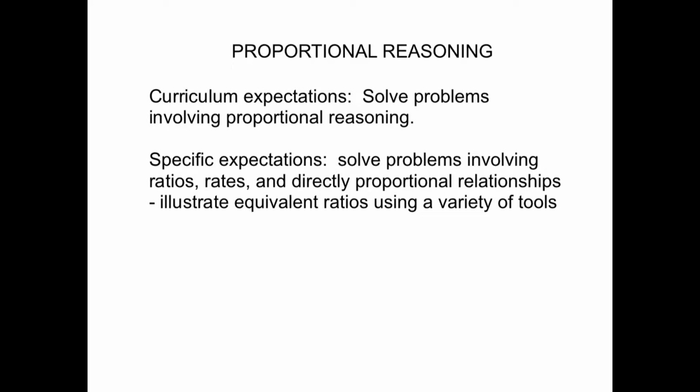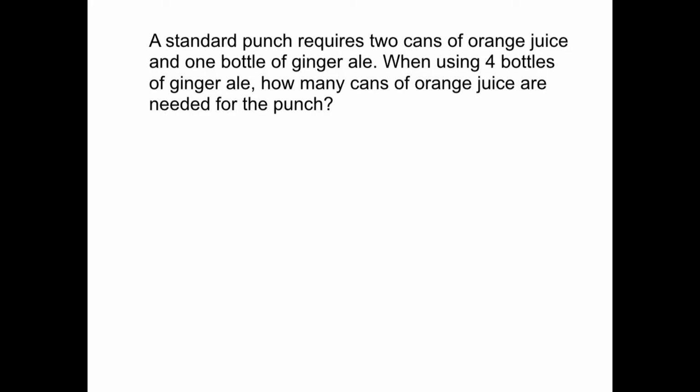We're going to solve a problem involving proportional reasoning. I'm going to show you one strategy of solving this problem. So let's look at the problem. The question says that a standard punch requires 2 cans of orange juice and 1 bottle of ginger ale. When using 4 bottles of ginger ale, how many cans of orange juice are needed for the punch?